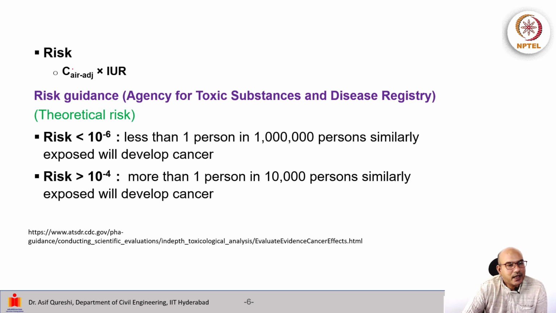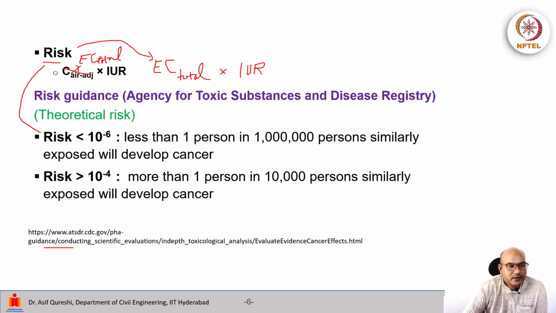For cancer, we have again, so this is our EC. We will do EC total instead of C air adjusted. So risk will be EC total multiplied by IUR. So this will tell us the risk. This guidance is through the Agency for Toxic Substances and Disease Registry. The website is here. This is sort of a theoretical risk, this risk value.